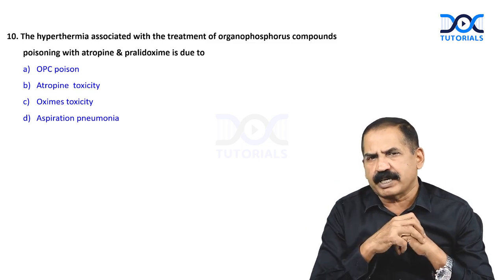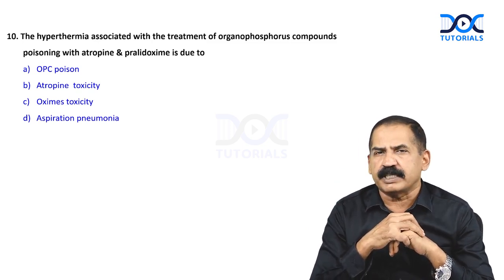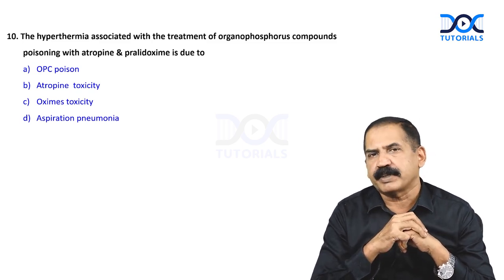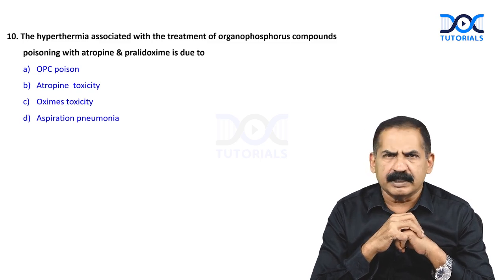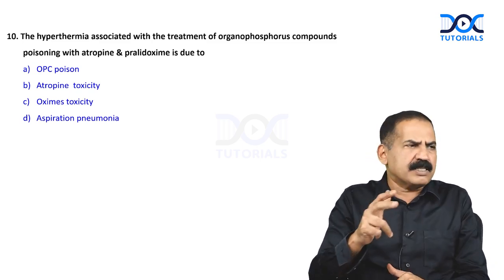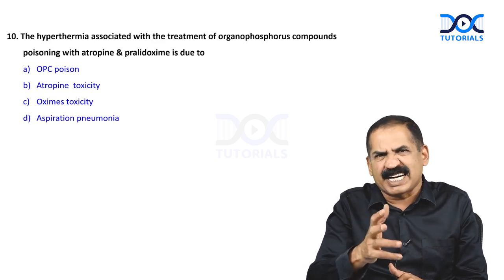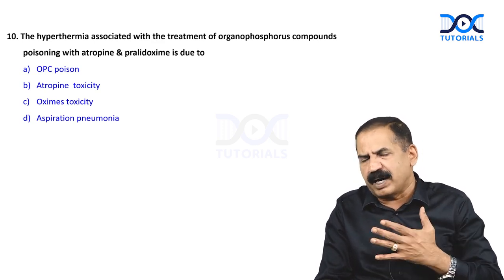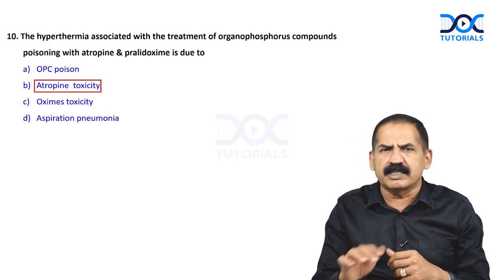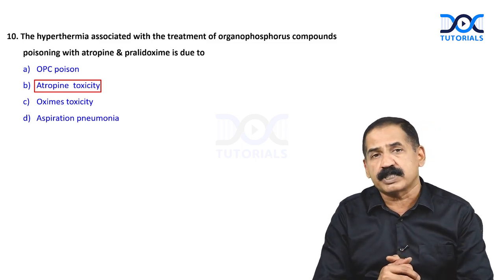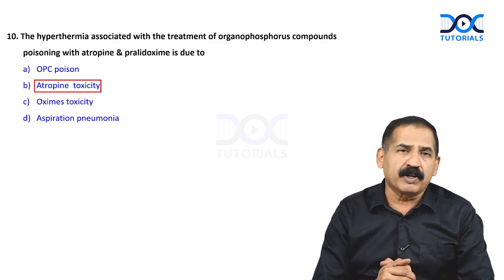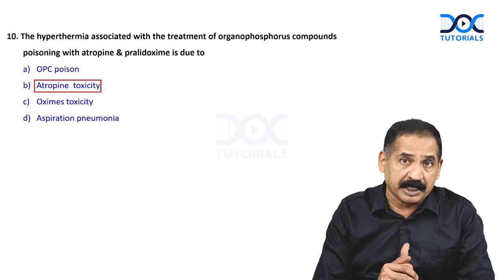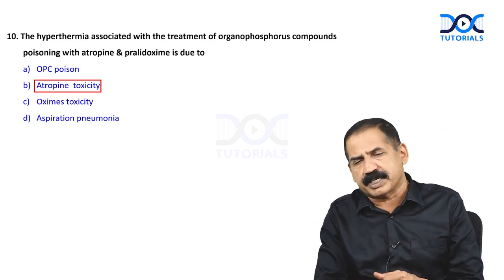about 25% of the cases, atropine toxicity gives rise to hyperthermia. And here they have not mentioned any other signs like crepitations or pulmonary edema or whatever it is. They just mentioned only hyperthermia. So I feel the best answer here is atropine toxicity. Suppose if they ask hyperthermia along with crepitations and bronchi, then the answer is aspiration pneumonia.